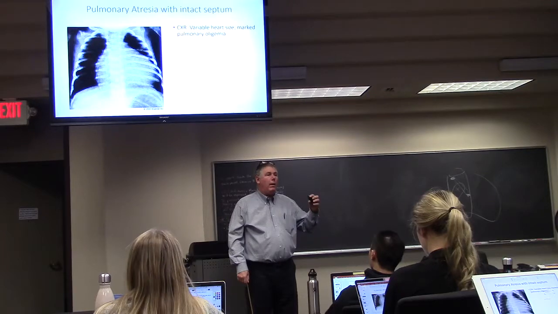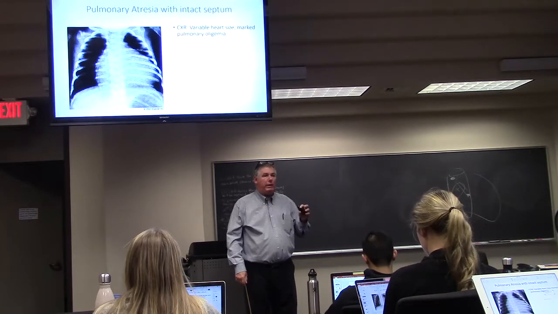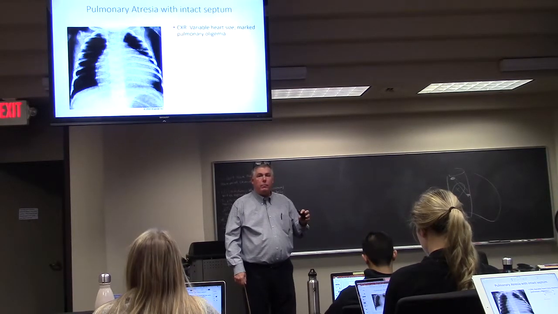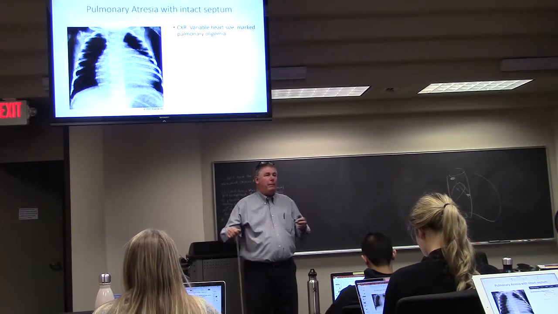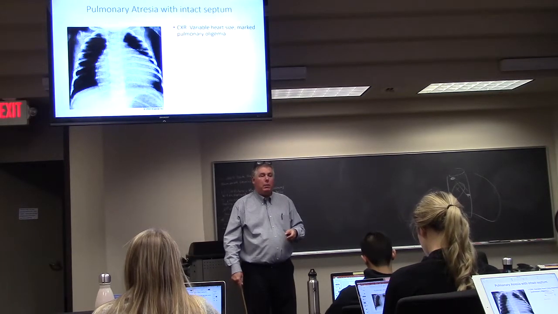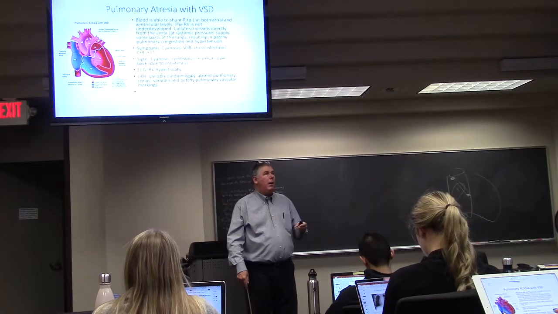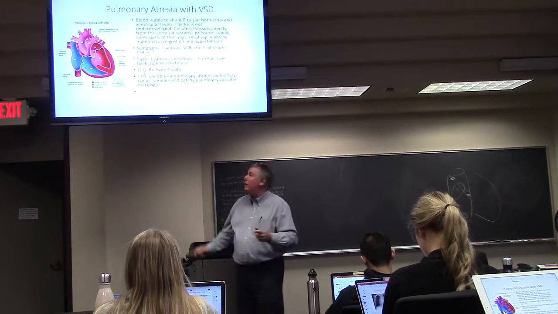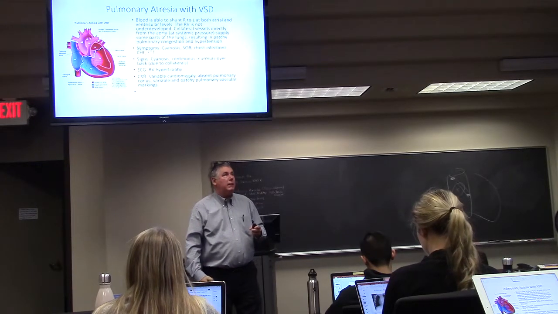Note how lucent the pulmonary markings are. How black the lung fields are, because you're not having the pulmonary congestion or the pulmonary blood flow that you would normally have. Now, pulmonary atresia with a VSD, so here's the VSD right there. This is a lot different.